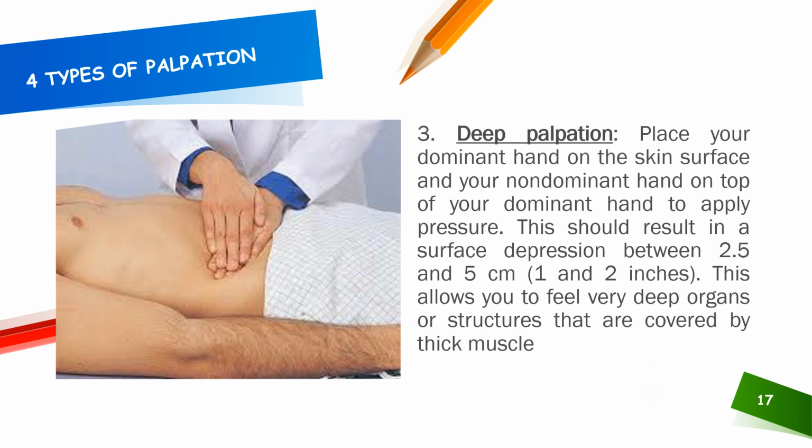For the third type of palpation, which is the deep palpation, place your dominant hand on the skin surface and your non-dominant hand on top of your dominant hand to apply pressure. This should result in a surface depression between 1 to 2 inches. This allows you to feel very deep organs or structures that are covered by thick muscles.